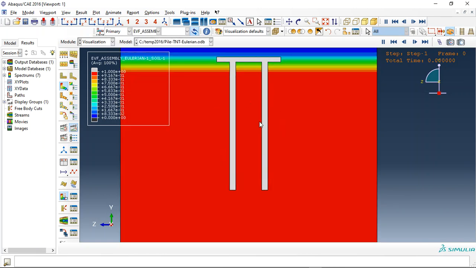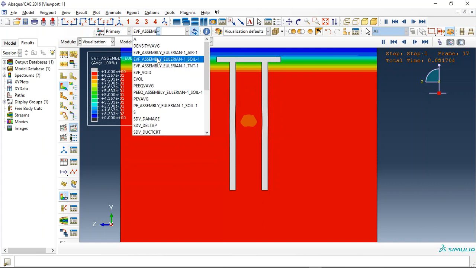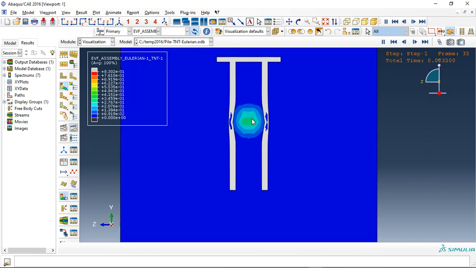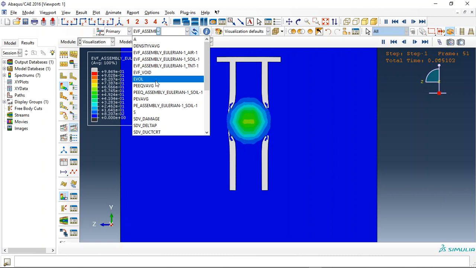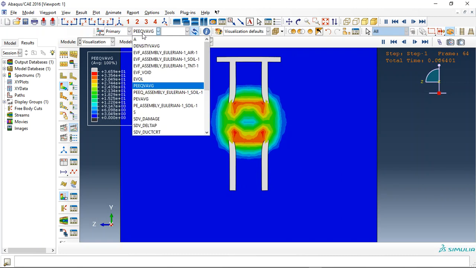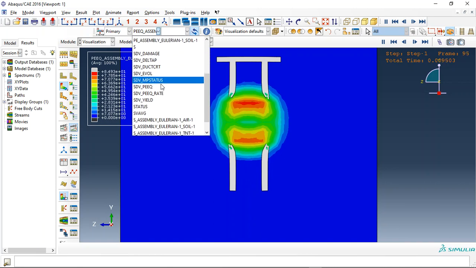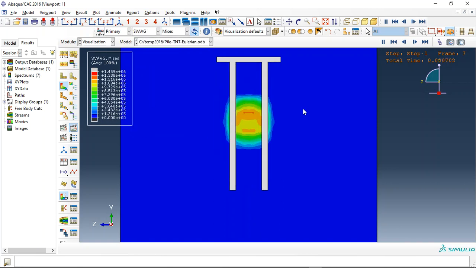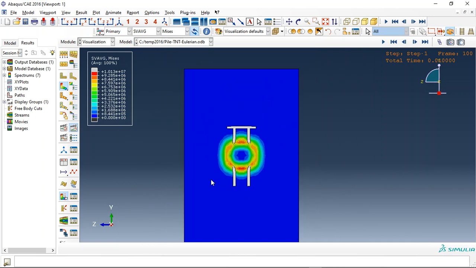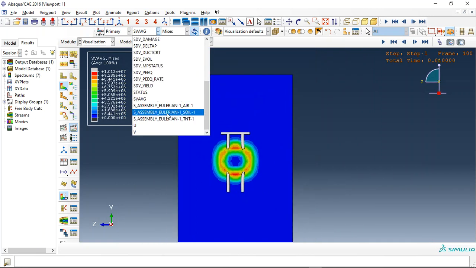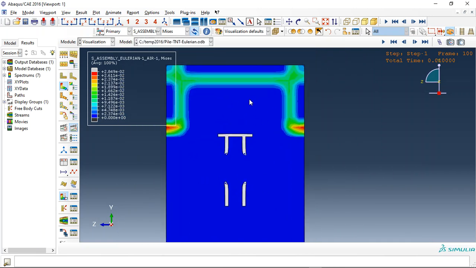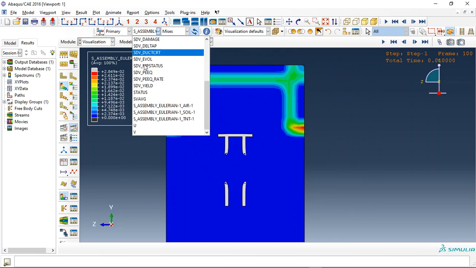See the soil, this is soil, TNT, this is the TNT grows, plastic equivalent in the soil. Here is the plastic strain in the soil, also the stress inside the soil, and we have stress in air, but it is too small because it is far from the explosion point.